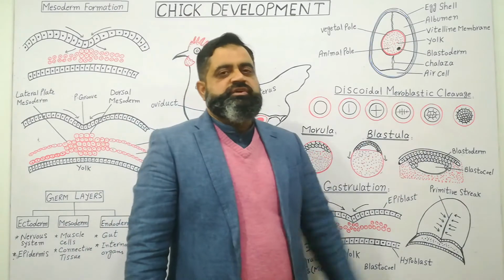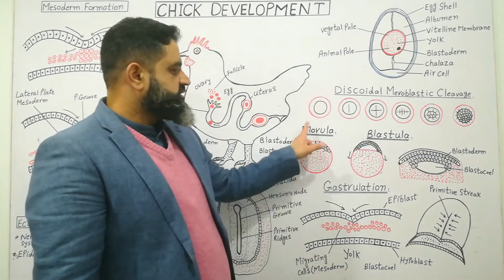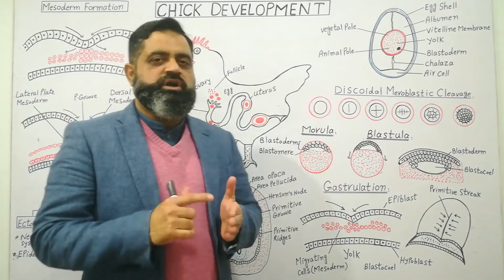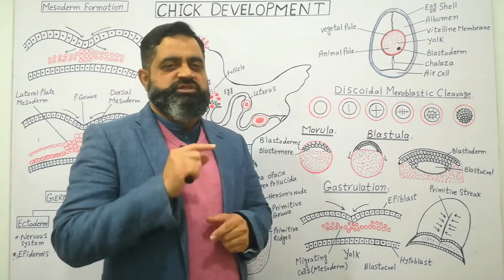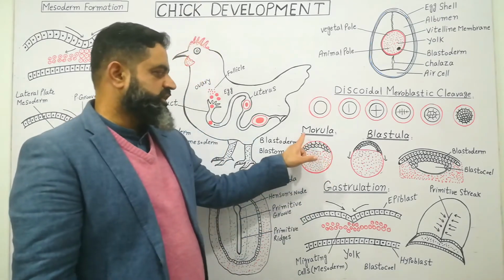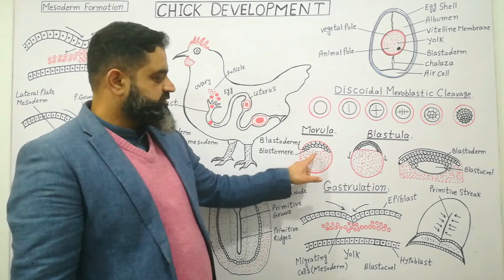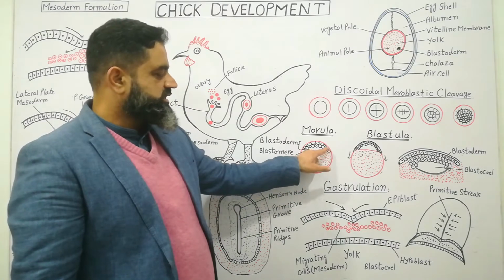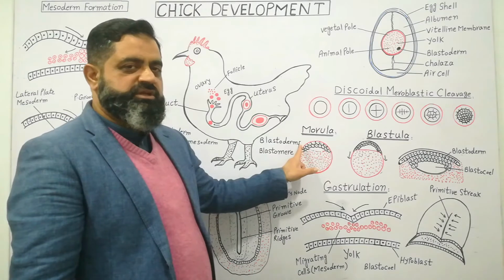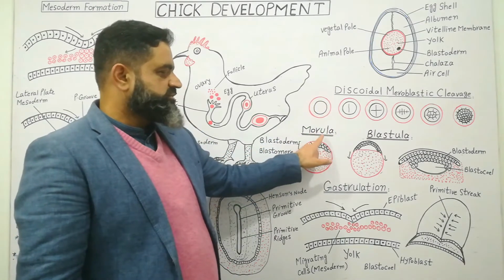After the process of cleavage, the next step is morula. As you can see right over here, the word morula has been derived from mulberry because the shape of the cell mass is just like a mulberry. So that is why this stage is known as morula. This is the yolk of an egg. On the surface of the yolk there is a disc of cells which has been created by cleavage. This stage is known as morula.